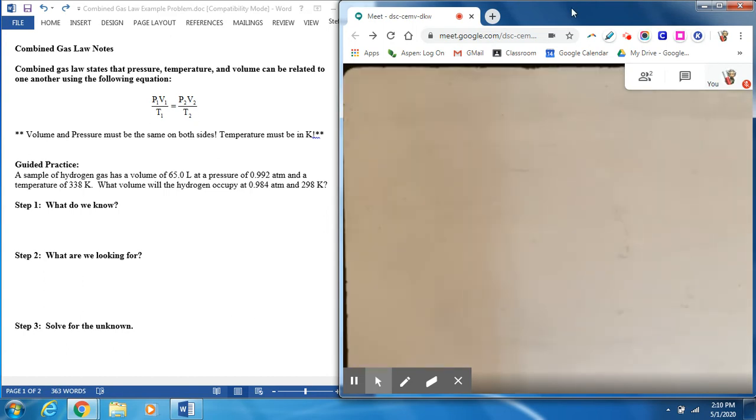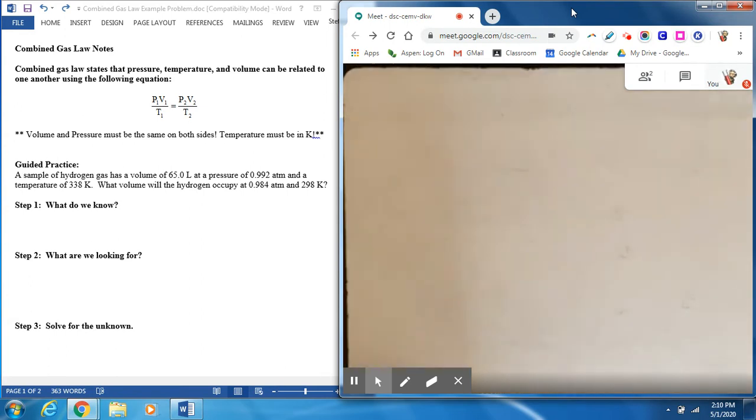So here's our opportunity to do a little math and a little calculation in order to quantitatively determine or predict some properties of gases. Now, the only trick here is that pressure and volume have to be in the same unit on both sides, and temperature has to be in the unit Kelvin, which we talked about really early in the beginning of the school year. So let's just practice a little bit.